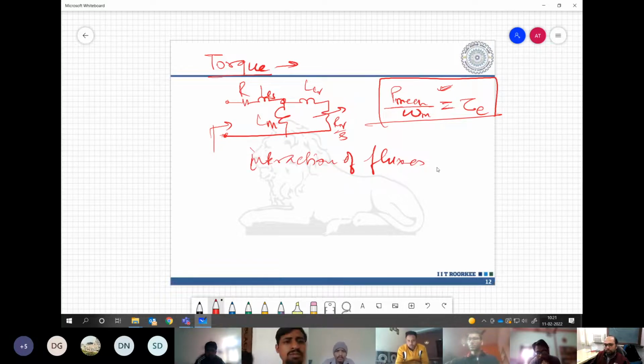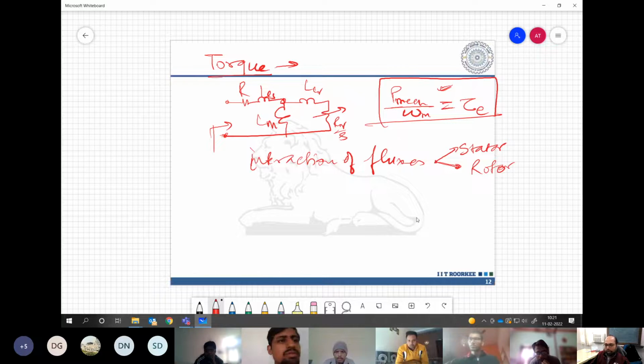Sir, both of them actually. Both means what? You have to be specific. Actually, the rotor flux and the stator flux, both of them will cause some resultant air gap flux, and because of that, it will create a.